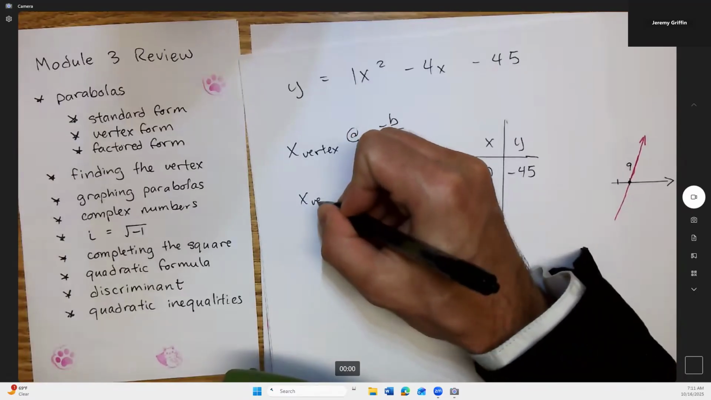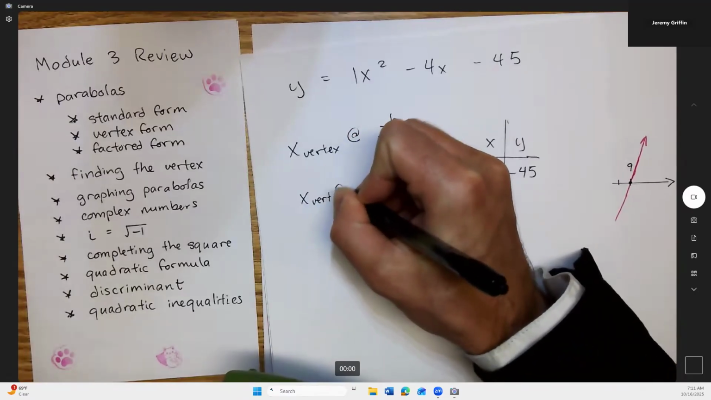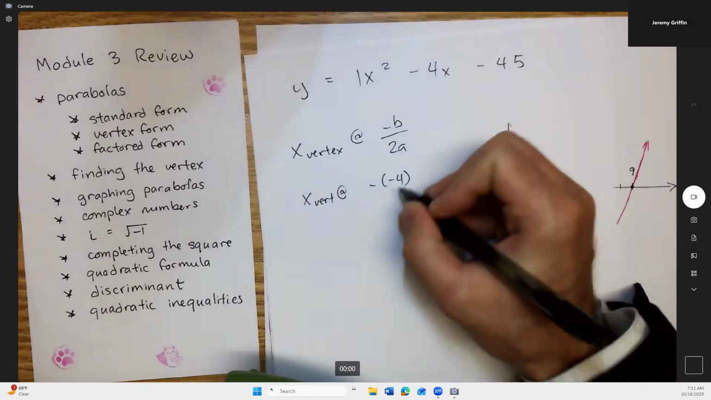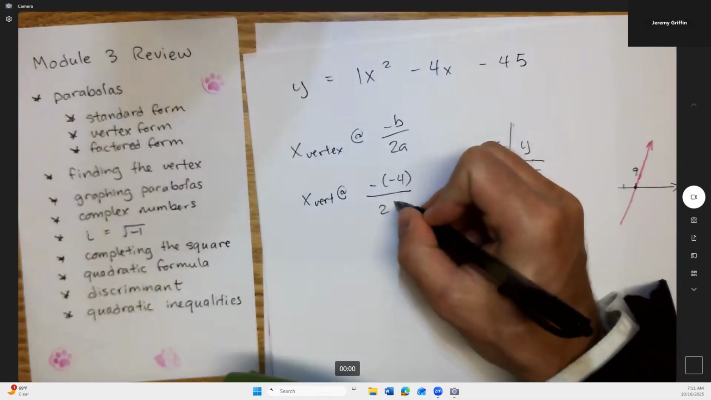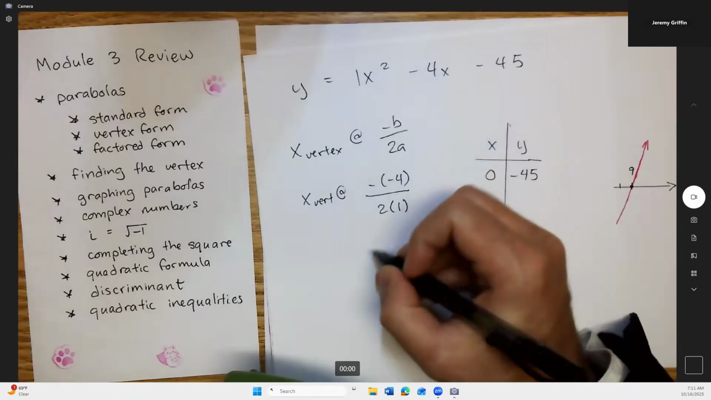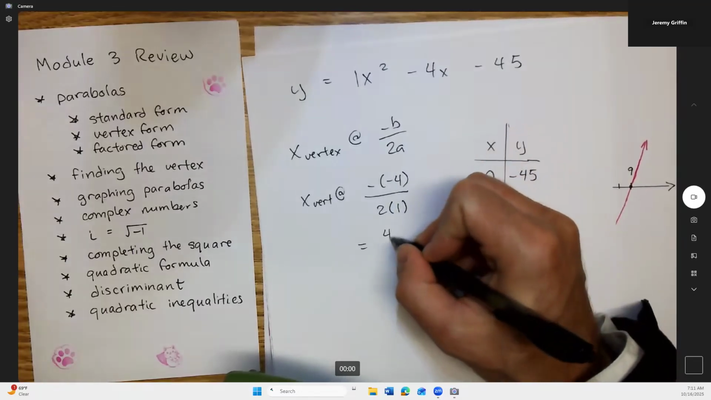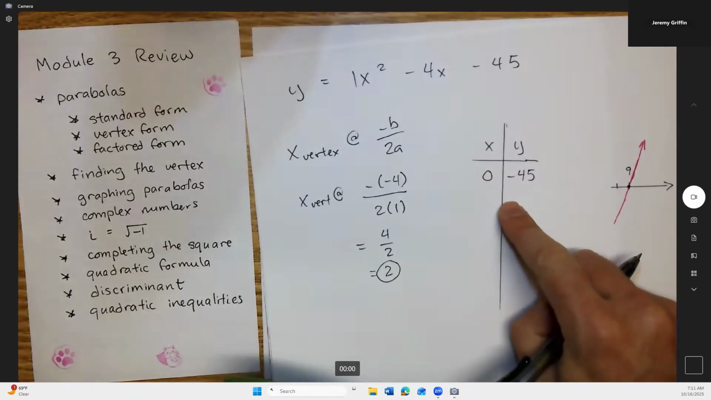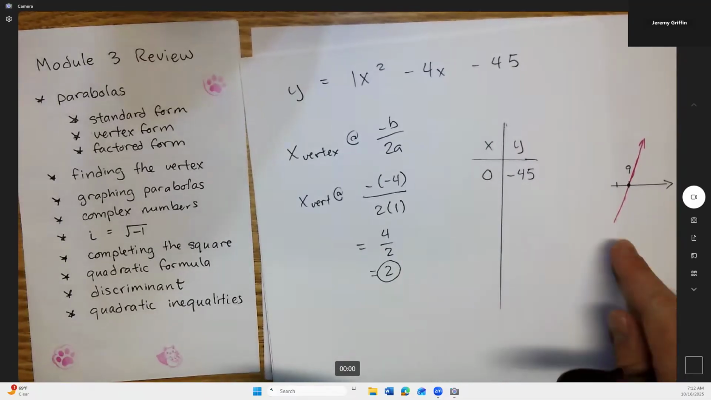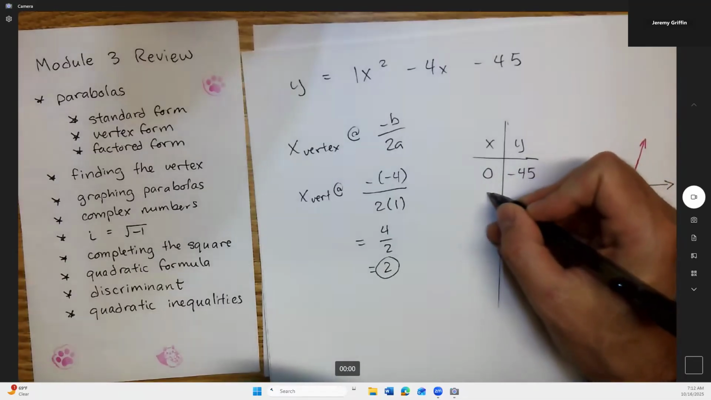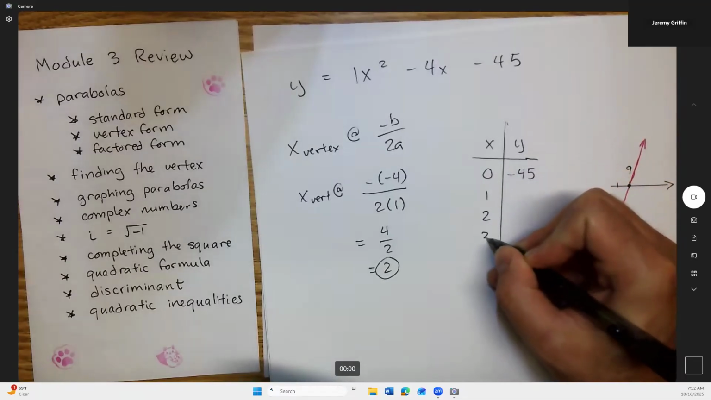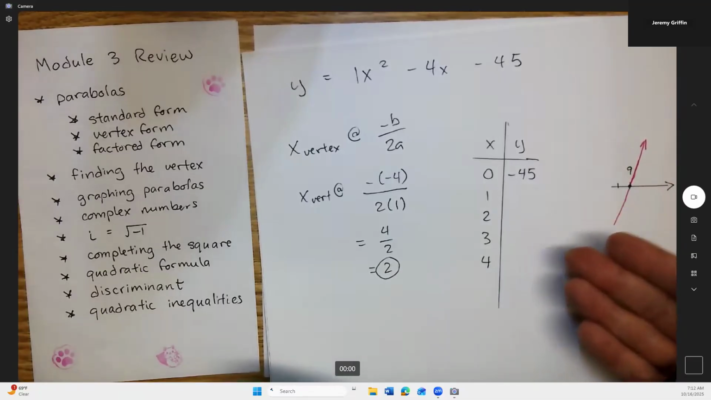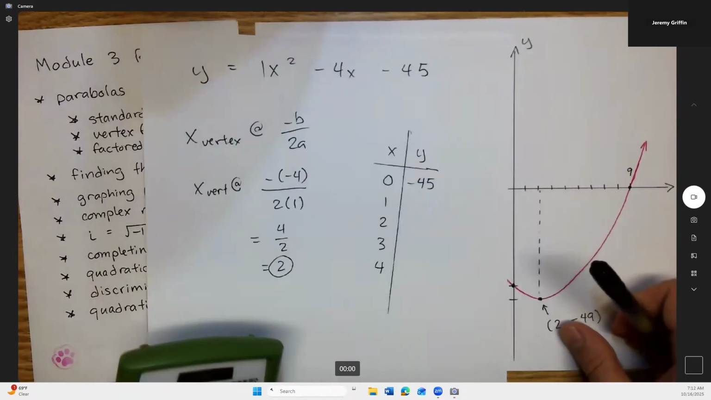So x vertex is at, let's see, that's -4, which of course becomes +4, over 2a. Well, a is like 1. So that would be +4 over 2, or just 2. So this whole parabola centers around the x value of 2. So maybe they just go 0, 1, 2, 3, 4. If you get those 5 points down, then the parabola is going to emerge anyway. So watch this.